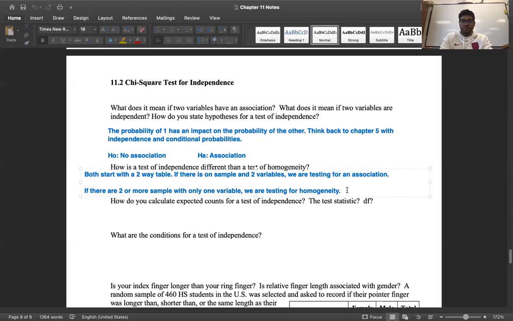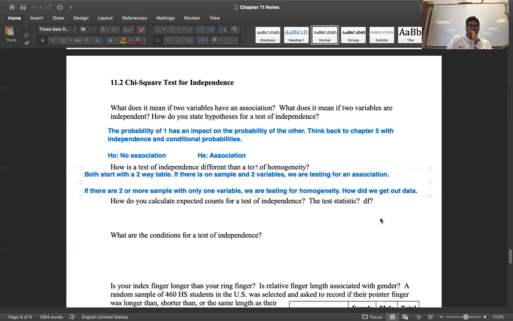This is really just a question of how we got our data. Once you read these questions to determine if it's a test of homogeneity versus a test of independence, you've got to look for how many variables we have and how many samples we have.